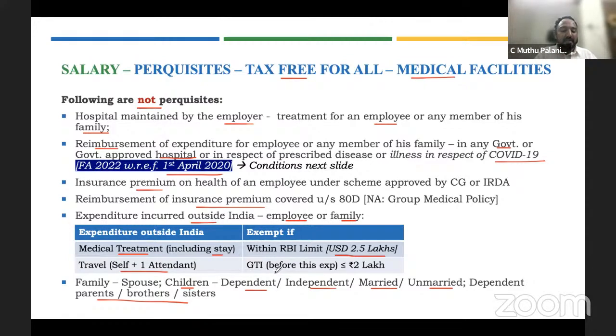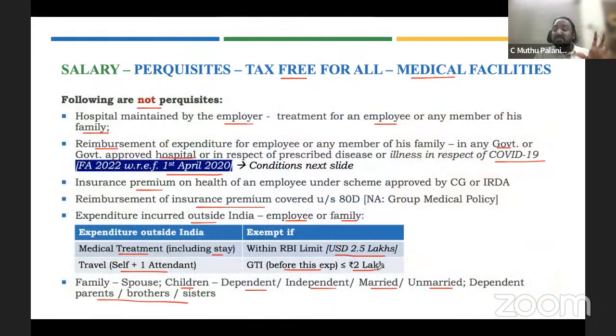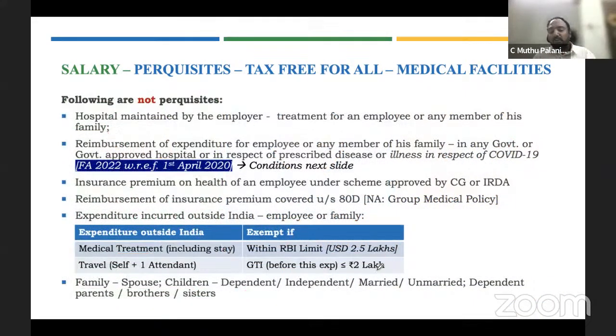And it is exempt if the gross total income before these expenses does not exceed 2 lakhs. Most gross total income will be more than 2 lakhs. What is your salary amount? Monthly 20,000? Monthly, not even 20, it's around 16, 17,000. Which means if your gross total income is more than 2 lakhs, it becomes a taxable perquisite. It is not a perquisite only if your gross total income is up to 2 lakhs. That is only for the travel, where you can claim for self plus one attendant. And we also discussed who is a family for this. If you satisfy all these, it is not a perquisite. If you follow one of these, it's not a perquisite.